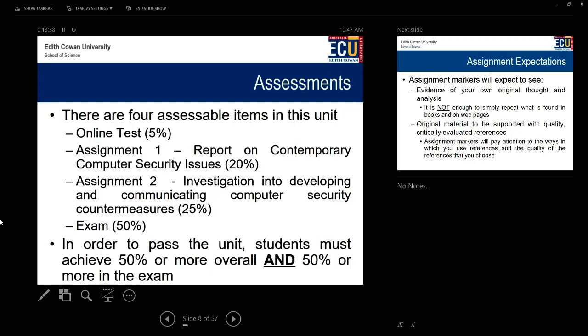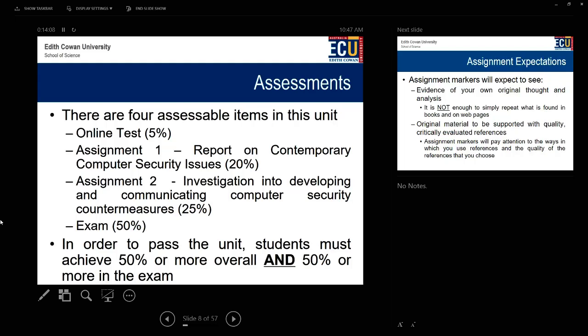I will have a brief run over on this assignment in week 3 after the lecture in the lecture hall, and that will be recorded as well. But before that, if you have got any question, please do come to me and ask me. I'm still finalizing your assignment 2, and that should be available to you by end of week 3. That assignment is related to investigation into developing and communicating computer security countermeasures.